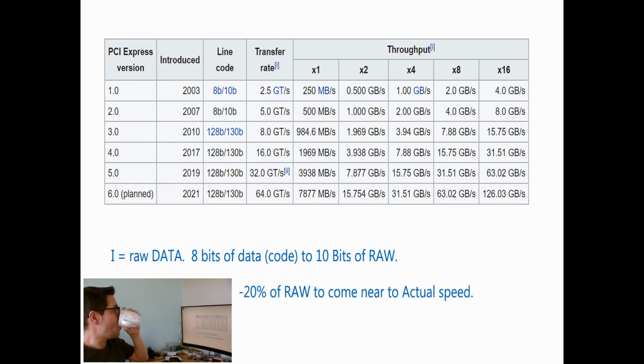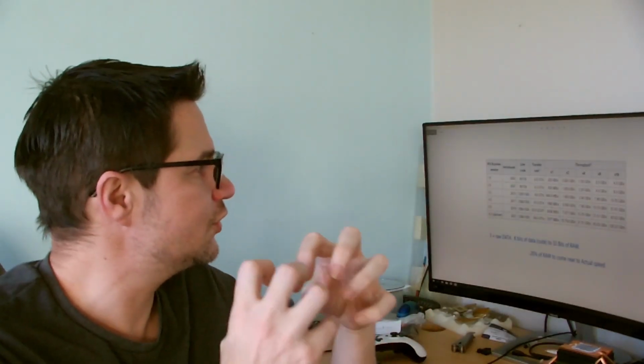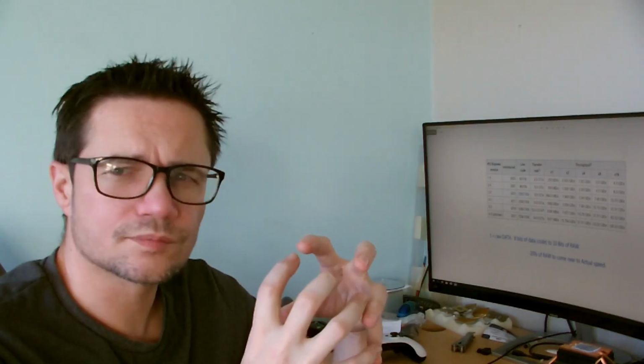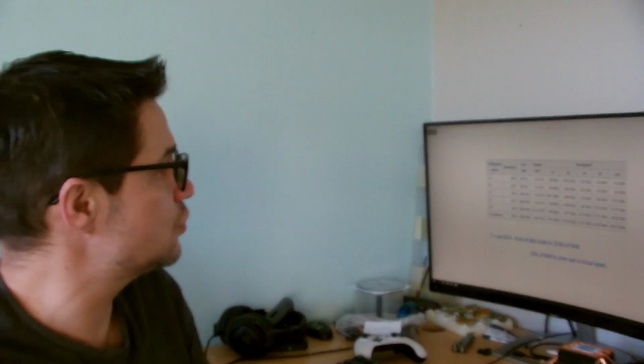Even though it's supposed to be introduced, and we are now in 2020, we're going to get these kind of speeds here. So we've got 16 gigatransfers per second, which is just under 2,000 megabytes per second. So that really does give you the inside of the data. These are all raw data.